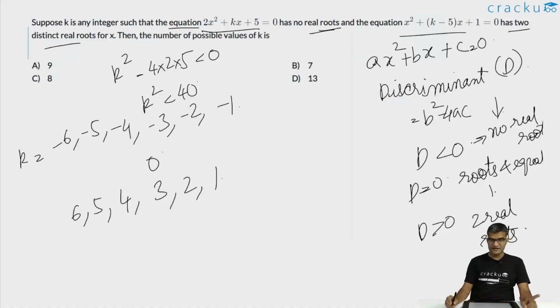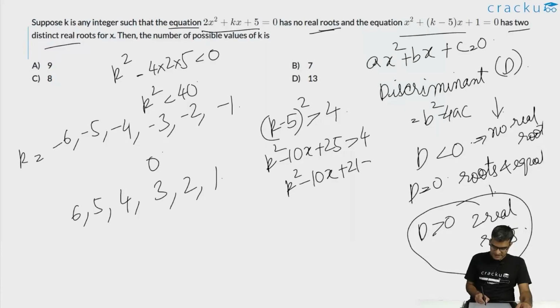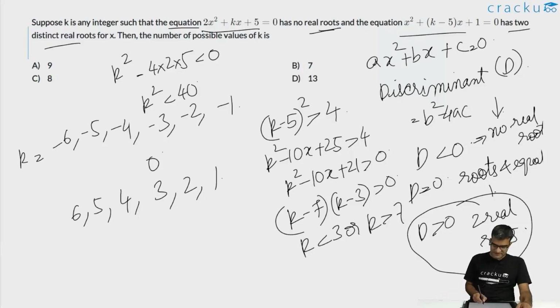We are also told that the second equation, x² + (k − 5)x + 1, has two distinct real roots. That is the third case. Here the discriminant is greater than 0. So (k − 5)² is greater than 4. This can be simplified: k² − 10k + 25 is greater than 4, or k² − 10k + 21 is greater than 0, or (k − 7)(k − 3) is greater than 0. So either k is less than 3 or k is greater than 7.